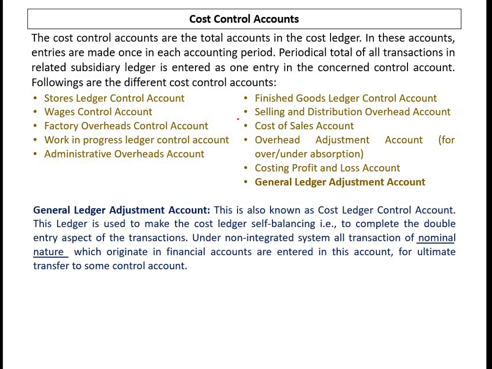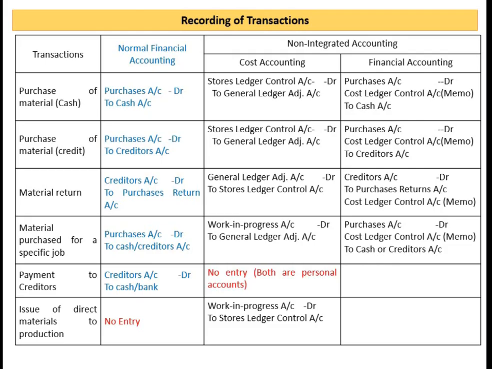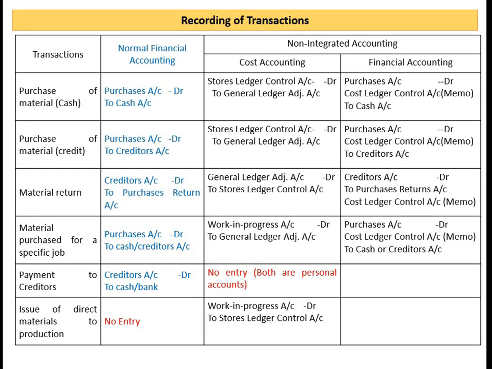Now we have already discussed that general ledger adjustment account is also known as cost ledger control account. And for what purpose are we going to make this account? Only for the purpose of our personal account and cash account. Now, recording of transactions. So you see this is the glimpse of some transactions that we generally record in our accounting system.